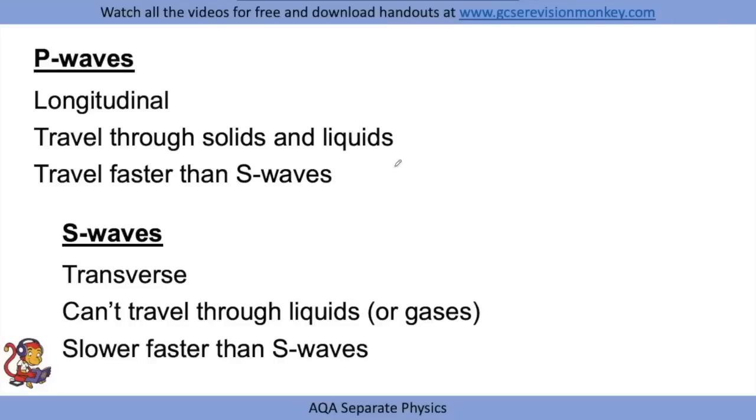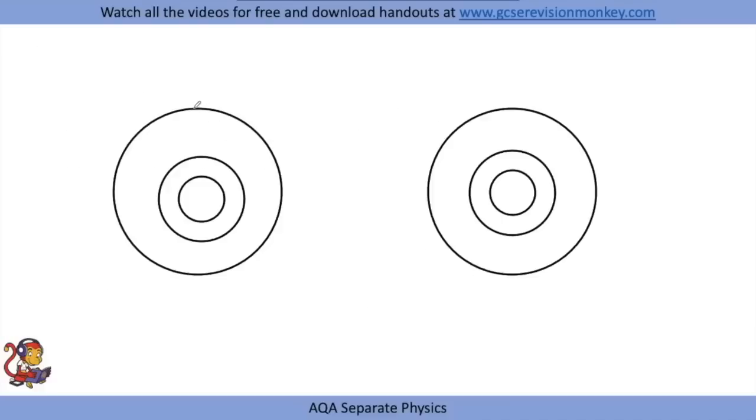So the properties of these have helped us investigate the structure of the Earth. So let's say, for example, that an earthquake happened at this point here on Earth, if we're using this as our Earth model.